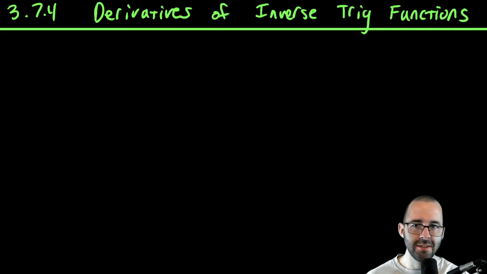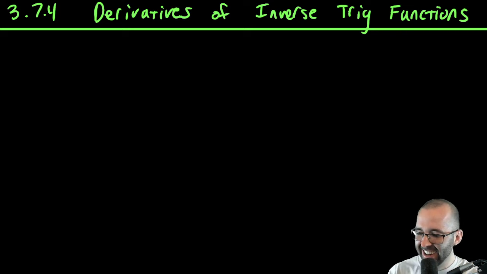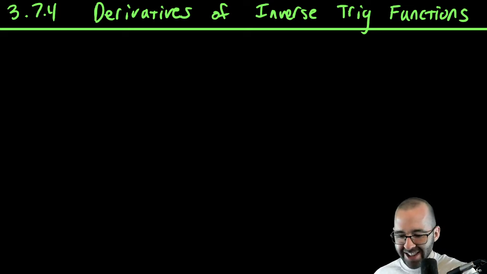3.7.4. I don't know how to say derivatives. My Spanish doesn't get me that far. All right. It's 374, Jason.